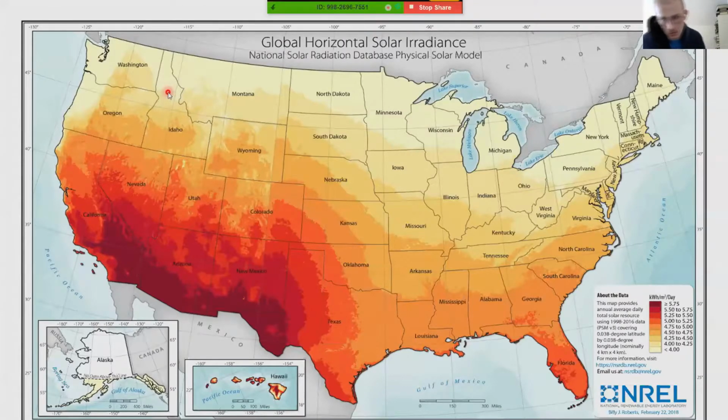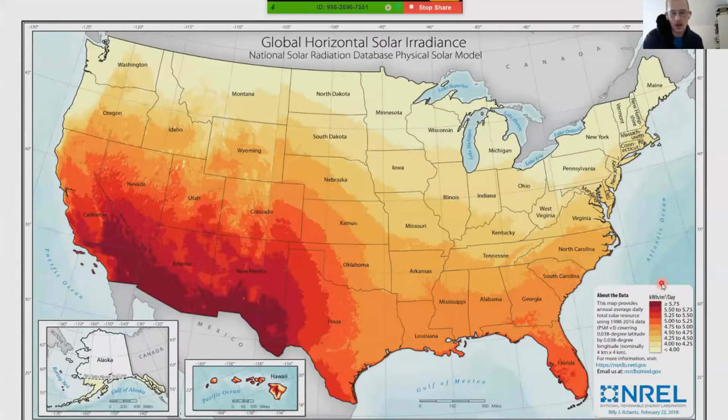This is another great NREL map. This is just further showing the amount of irradiance in the United States. This is the average over the course of a year. You can obviously see that the Southwest gets the most exposure, and then it decreases as you move out from there. And this is measured in kilowatt hours per meter squared per day.